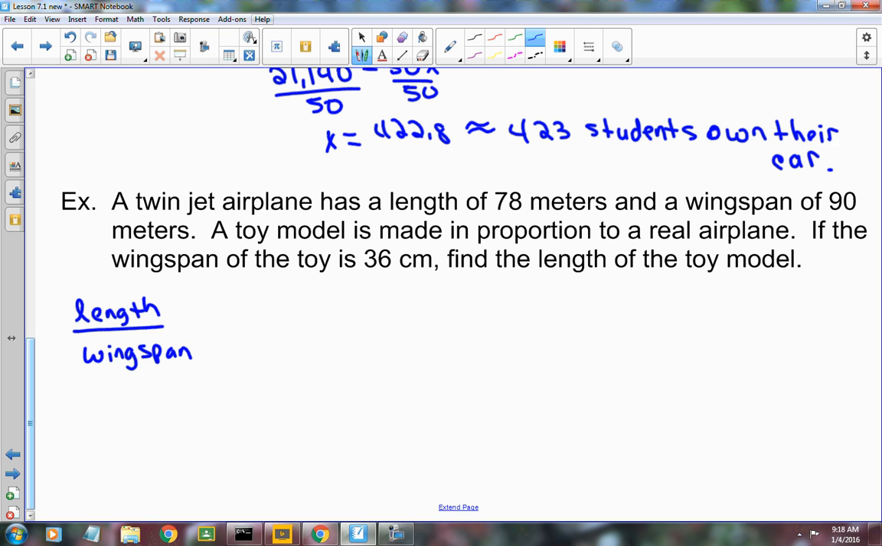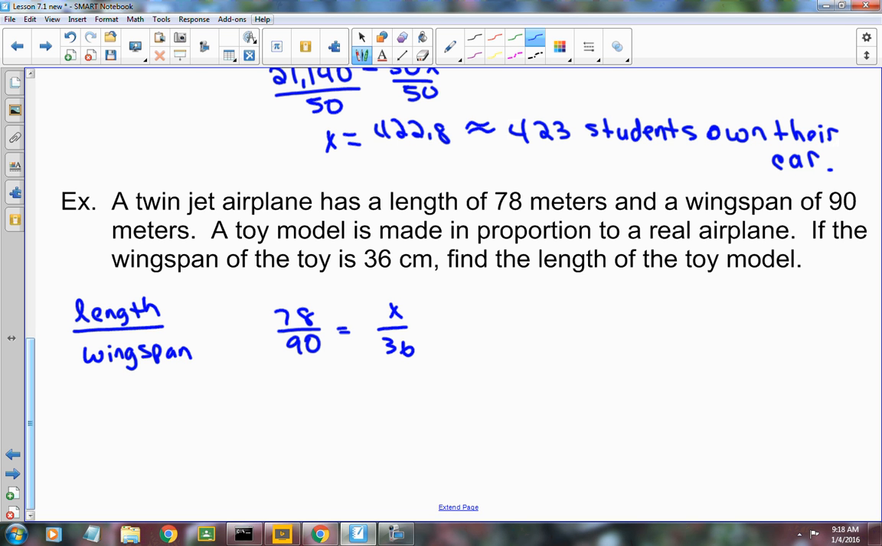Okay, it says that in a twin-jet airplane, the length is 78 meters and the wingspan is 90. So we could set up a ratio of 78 to 90. Okay, that's in the actual airplane. Then we go to the toy model. And what do they tell us? What do we know? We know the wingspan is 36, but we're looking for what the length is, right? Okay, so wingspan is going to go on the bottom. This wingspan's on the bottom. And the length is going to go on the top.